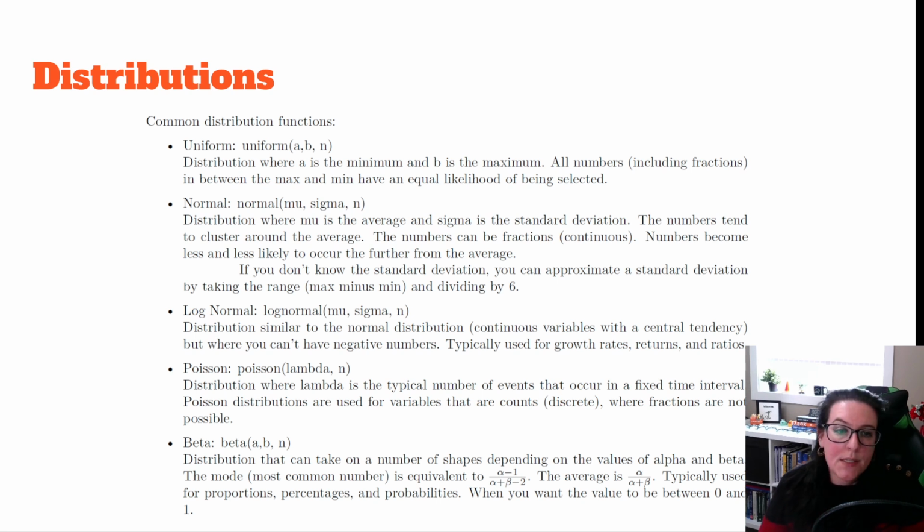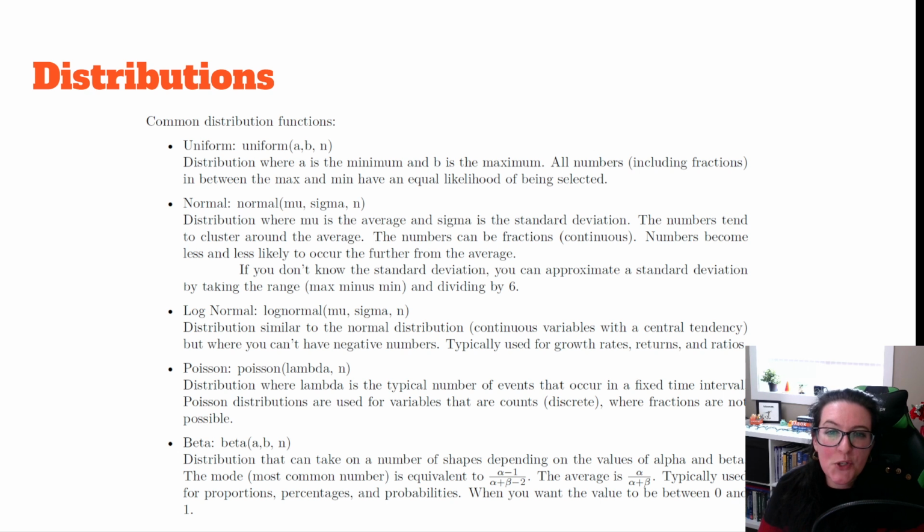As we continue our discussion about Monte Carlo simulations, let's go through a number of common distribution functions. And since we're doing this in Python, we might as well practice creating these distributions in Python and getting to know the code. So let's start with the uniform distribution.